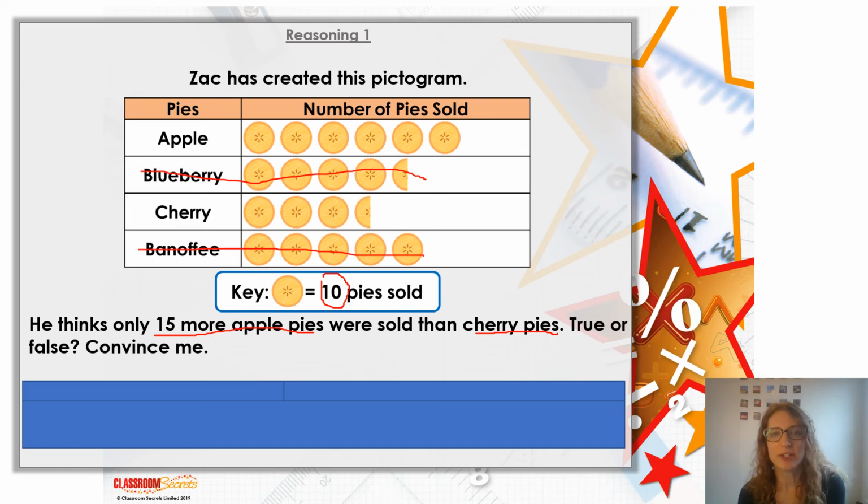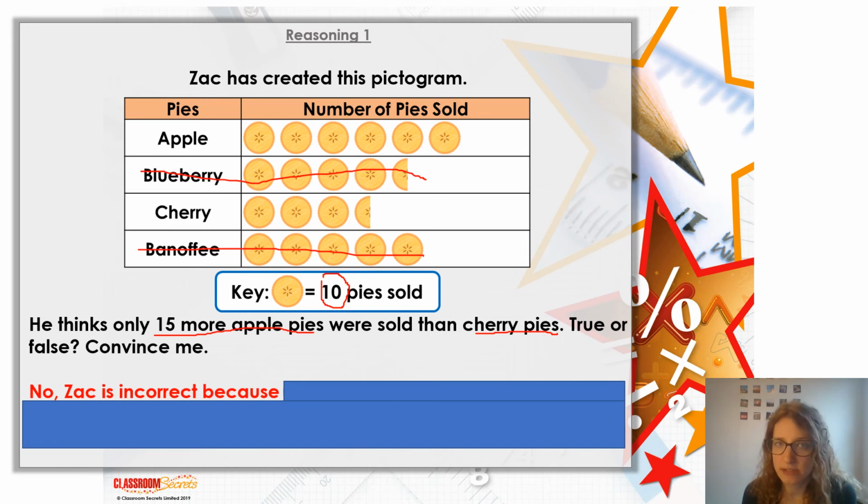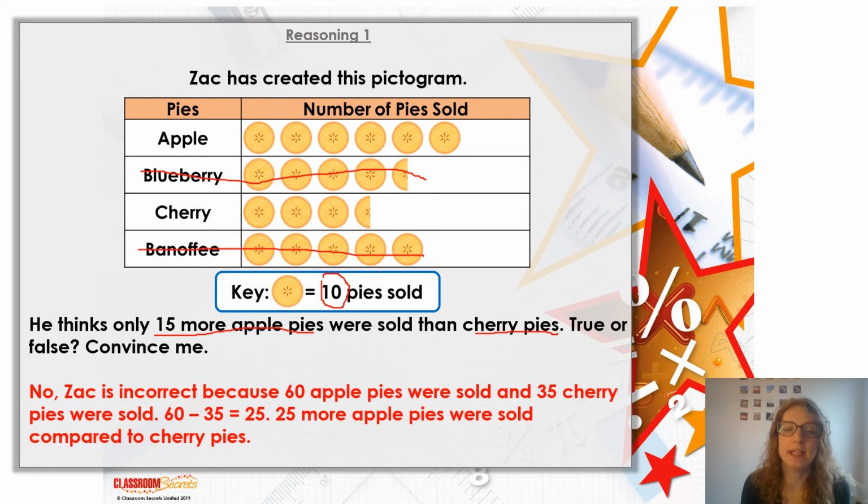Okay, so let's have a look. First of all, was he true or false? He is incorrect. It was false. Can you explain why? Remember, in your questions today, this will be worth 2 points. You get 1 if you said no, and then you get an extra point if you can tell me why.